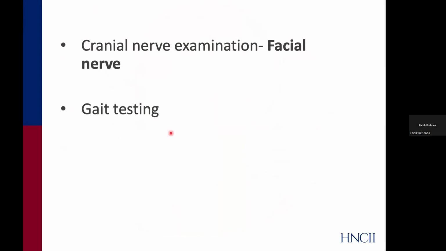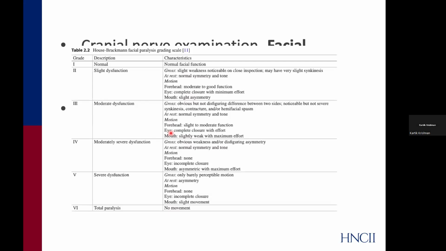Then a complete cranial nerve examination should be done, especially of your facial nerve. Any facial paralysis should be documented using the House-Brackmann grading scale, which every one of us knows. It is divided from grade 1 to 6, depending on the severity. So we have to note down how much the paralysis is.